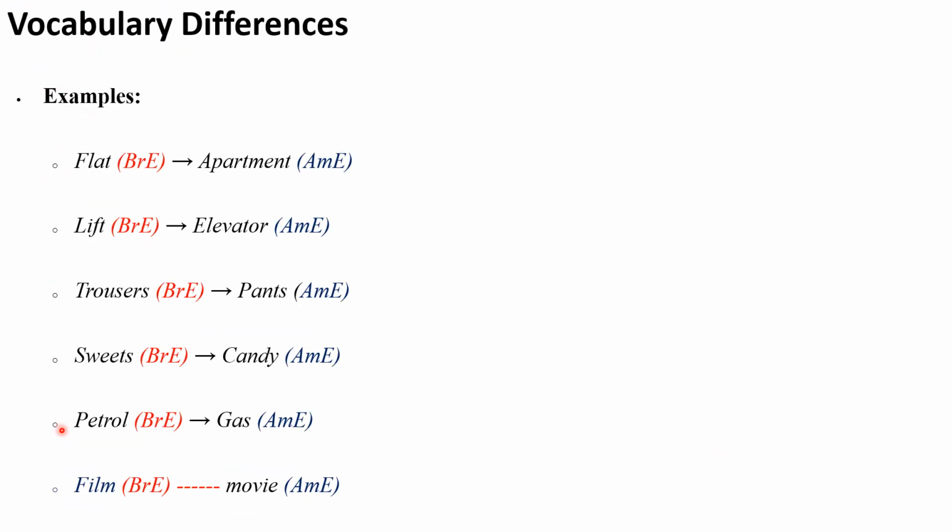So these are examples. Flat, British English; apartment, American English. Lift, British English; elevator, American English. Trousers, British English; pants, American English. Sweets, candy; petrol, gas; film, movie.